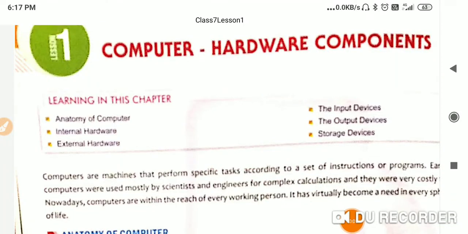Good morning, boys. Today I am going to explain you lesson 1, that is computer hardware components. In this chapter, we will learn anatomy of computer, internal and external hardware, the input devices, output devices and storage devices.